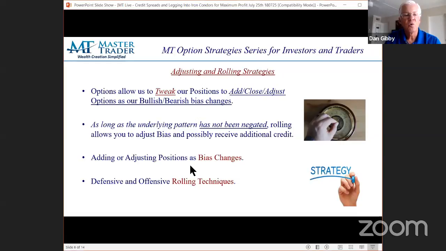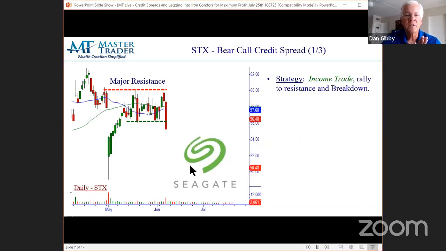So we're going to add or adjust. You can roll based upon if it's going against you a little bit, or hey, this thing's working better than I imagined, so I want some rolling techniques that are going to give me a bigger paycheck. Now, we can't get into all of that today, obviously, but we get into all of these management style strategies in great detail in our option seminars. First example, and these are real trades of ours. That's why it's so easy for me to give you hundreds of examples, but these were the ones on today's subject.